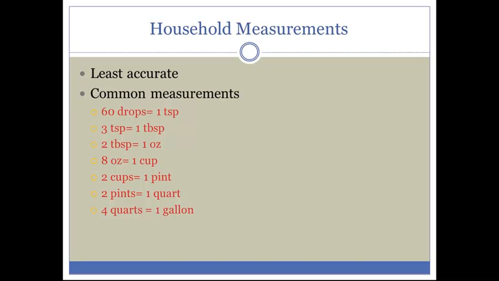Household measurements. It's the least accurate. The most common measurements among the clinic setting are 60 drops equals 1 teaspoon, 3 teaspoons equals 1 tablespoon, 2 tablespoons equals 1 ounce, 8 ounces equals 1 cup, 2 cups equals a pint, 2 pints equals 1 quart, and then 4 quarts equals a gallon. So you want to pay attention to those different household measurement conversions.